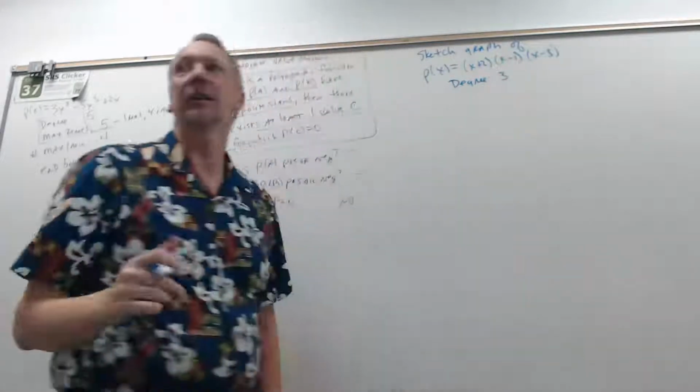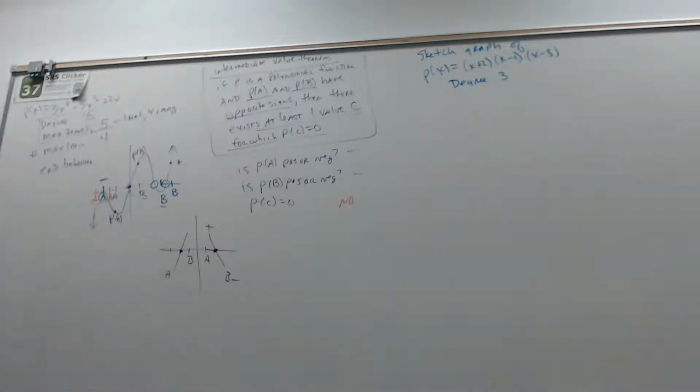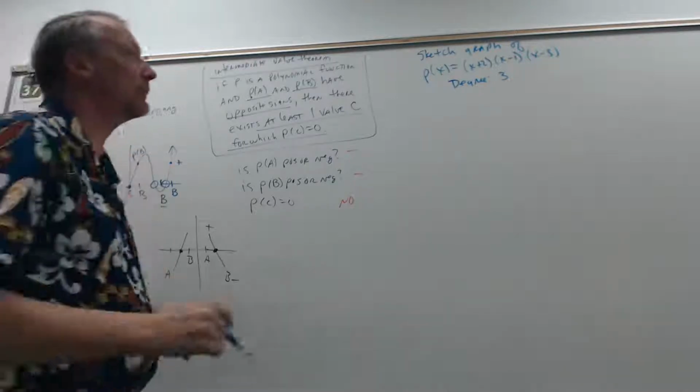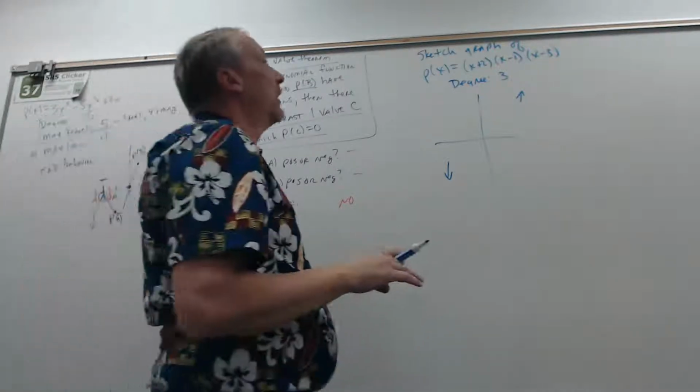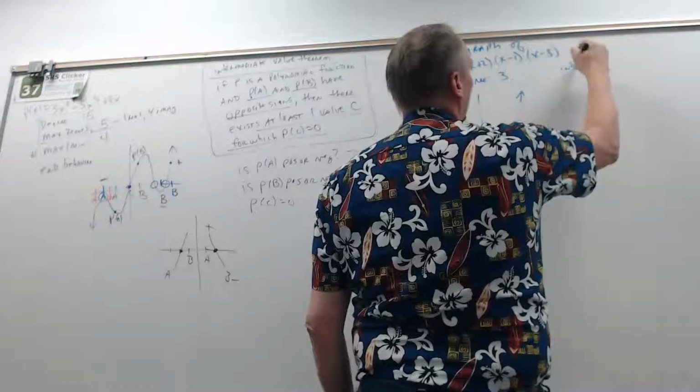The degree is 3. So x times x times x is x cubed. Okay, so do you know the end behavior? It's going to start down, it's going to end up, right? So that's going to be helpful, and we'll move these around as needed. Do we know the intercepts?